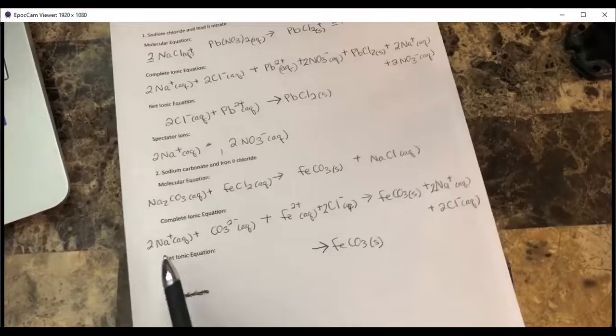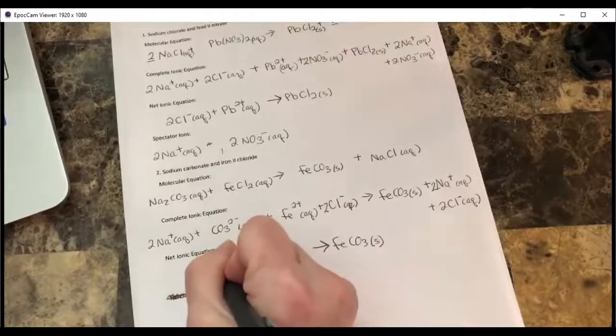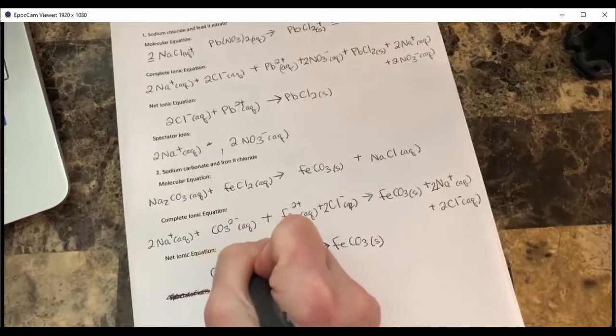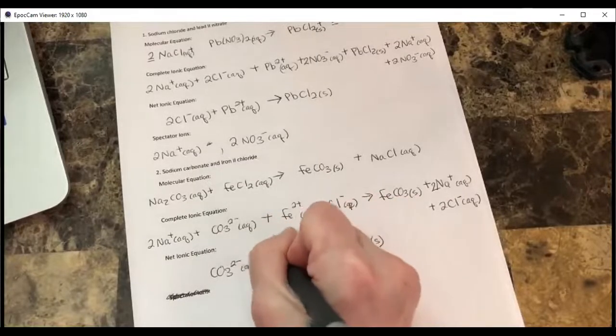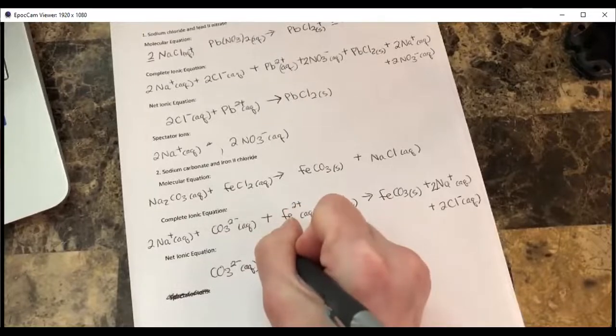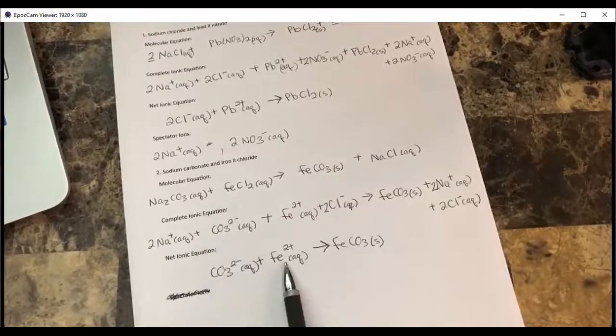Iron carbonate, let's look. Was sodium involved? No, it's not in the answer. Was carbonate involved? Yes, it is in the product that we made, the precipitate. So we've got CO3 2- aqueous plus, was iron involved? Yes, iron carbonate. We've got the iron aqueous. Chlorine is not involved, right? So this is the net ionic equation. Carbonate plus the iron made the iron carbonate, right?